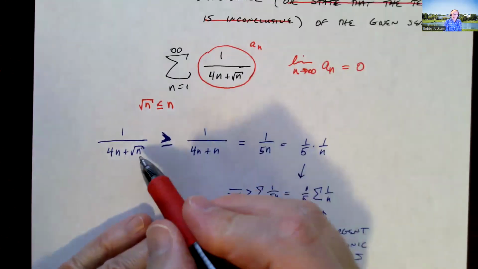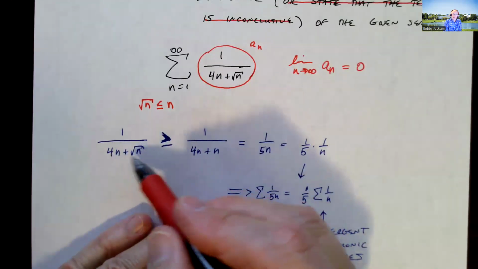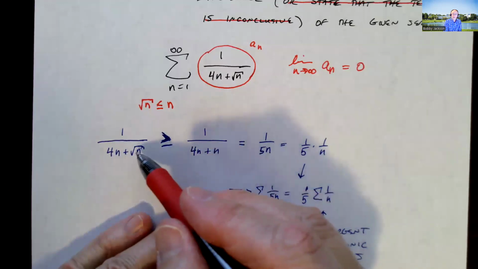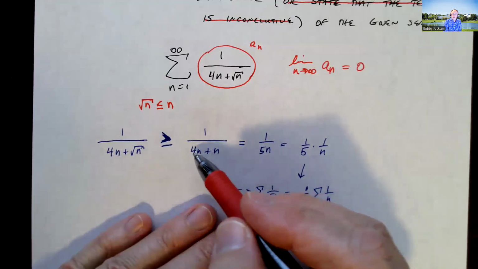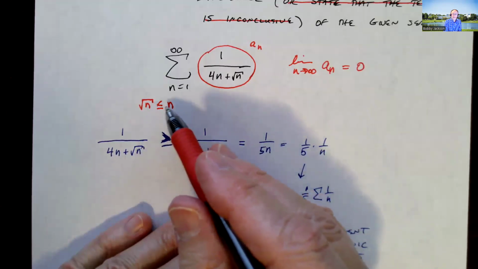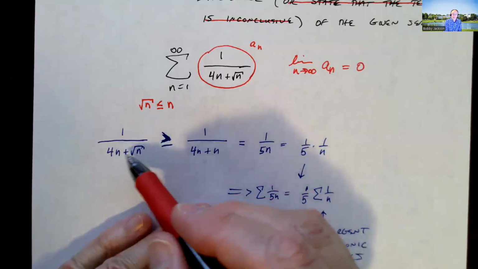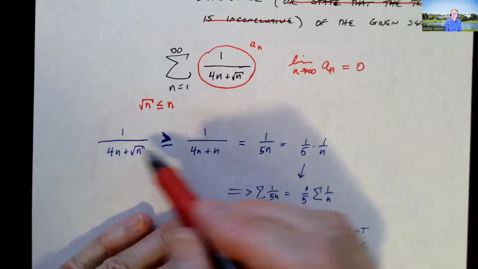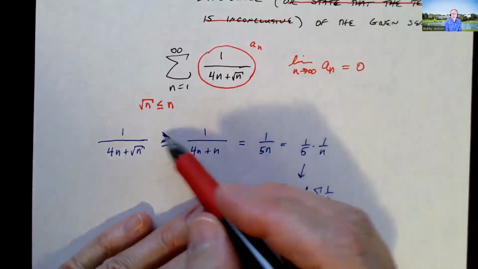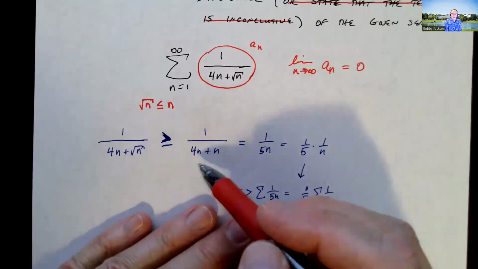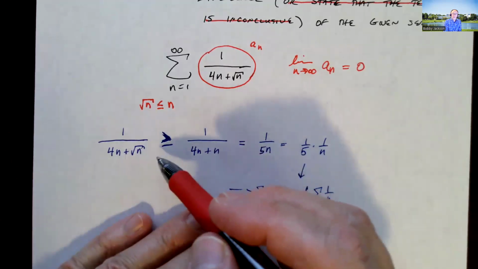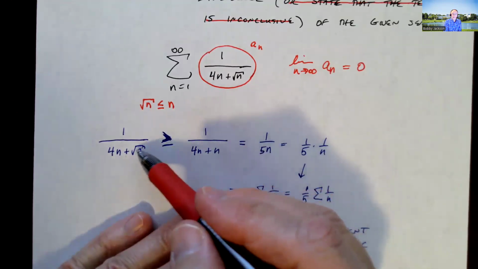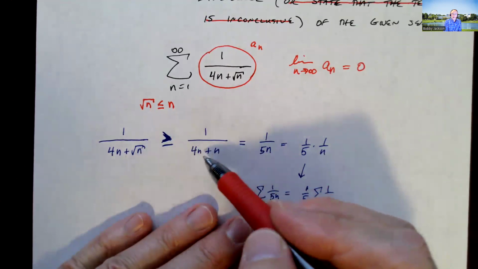And so if that's the case, what I'm going to do is compare my terms, my a sub n's here, to this, right? And I'm just going to basically replace square root of n with n. And notice then, since the square root of n is less than or equal to n, then this denominator is smaller than this denominator, but that means this fraction must be bigger than this fraction, right? Greater than or equal to. Of course, they're equal when n is equal to 1, but for n equal 2 or more, we can say it's strictly greater than.